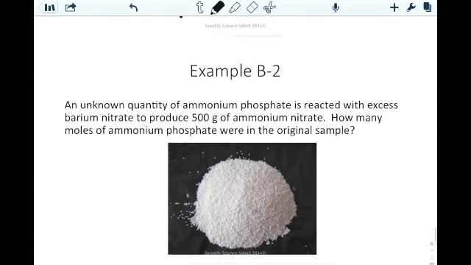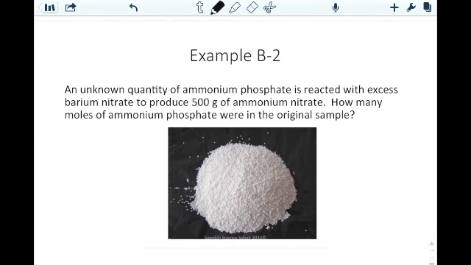Okay, on our next example, it says an unknown quantity of ammonium phosphate is reacted with excess barium nitrate to produce 500 grams of ammonium nitrate.